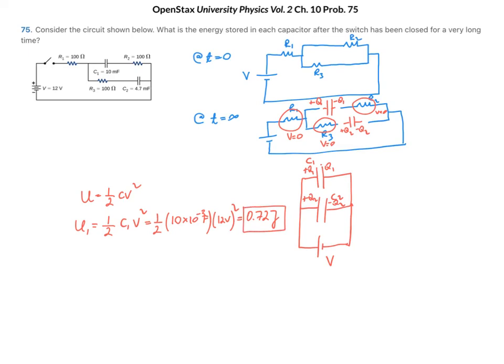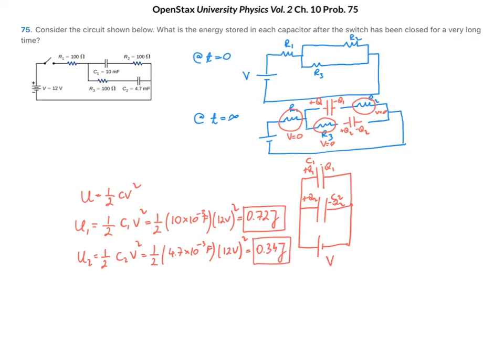For the second capacitor, then, U2 is 1/2 C2 V squared. So that is 1/2 times 4.7 times 10 to the negative 6 farads times the 12 volts squared, and that is 0.34 joules.